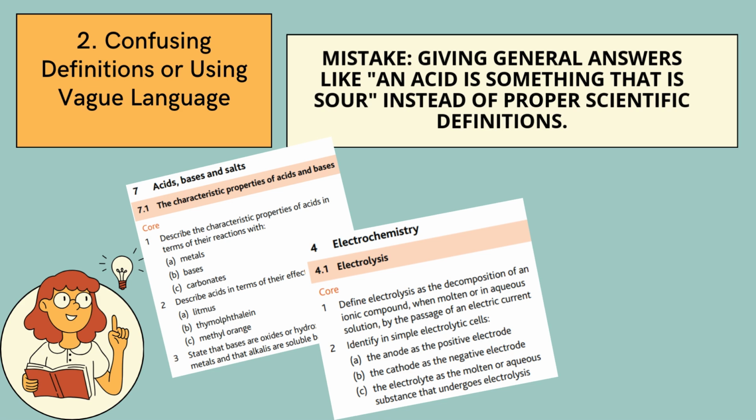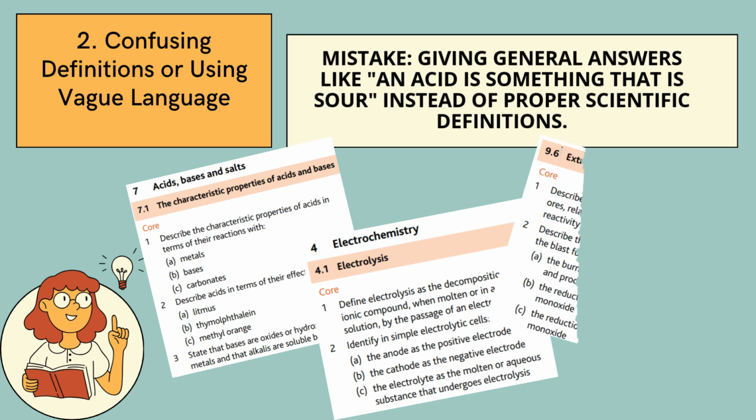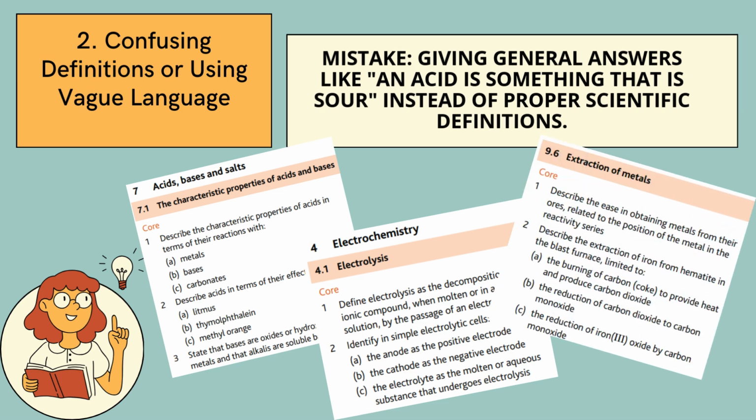For example, instead of writing that an acid is something sour, you can write that an acid is a proton donor. A base is a proton acceptor. And for an alkali, you can write that it is a soluble base. Very simple definitions. If you write a vague definition using vague language, no marks will be given. If you use precise language, full marks.